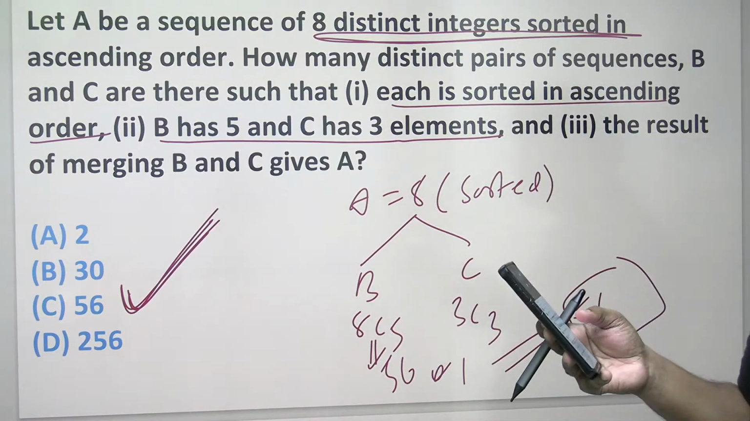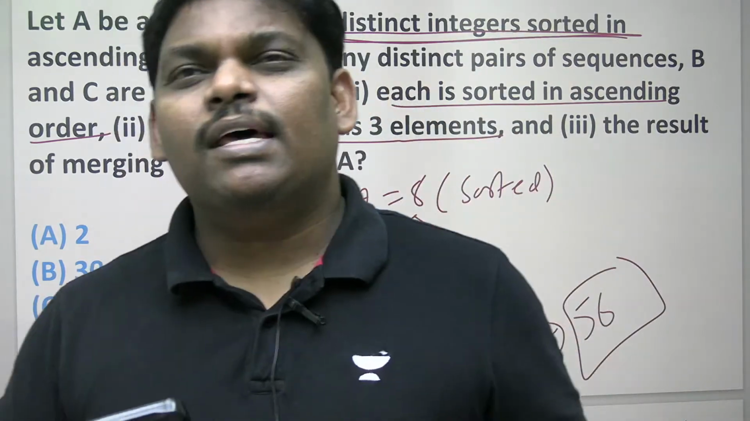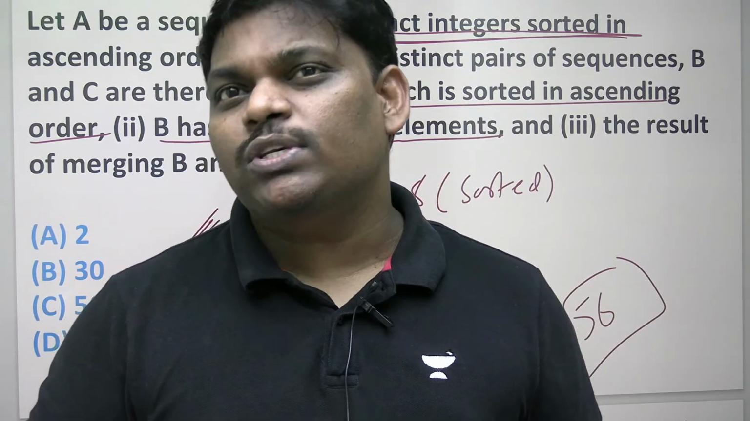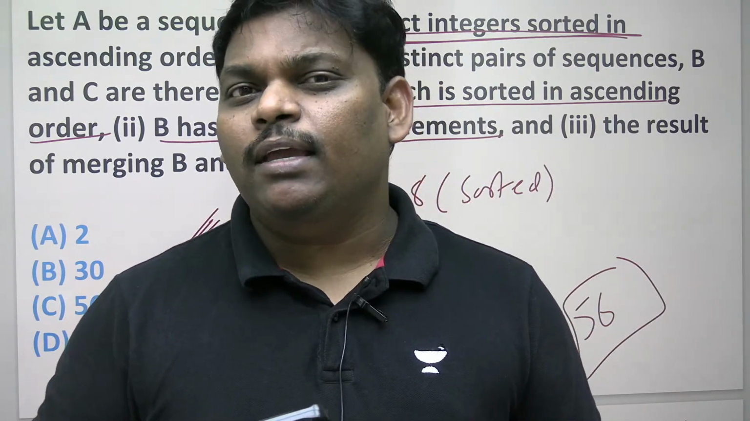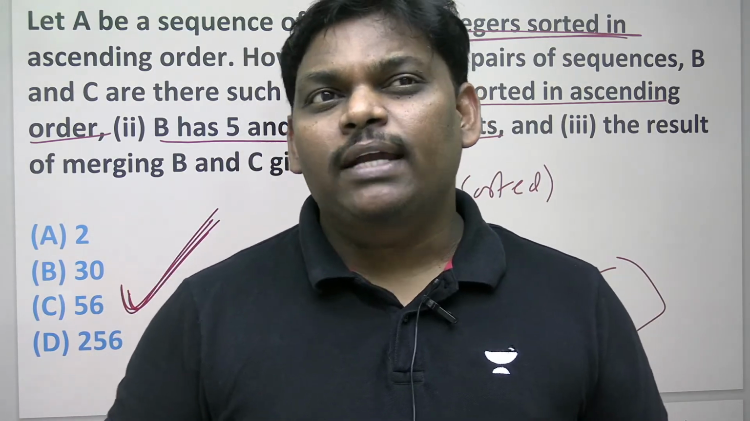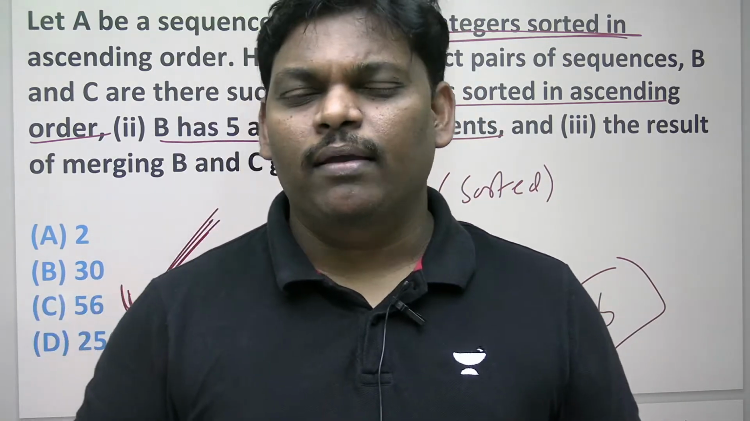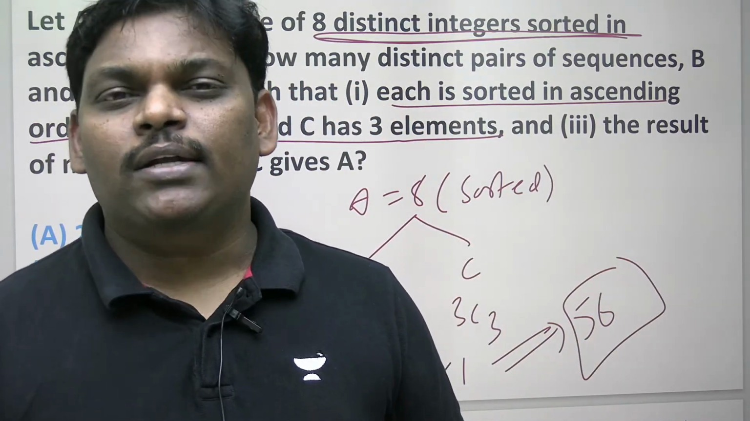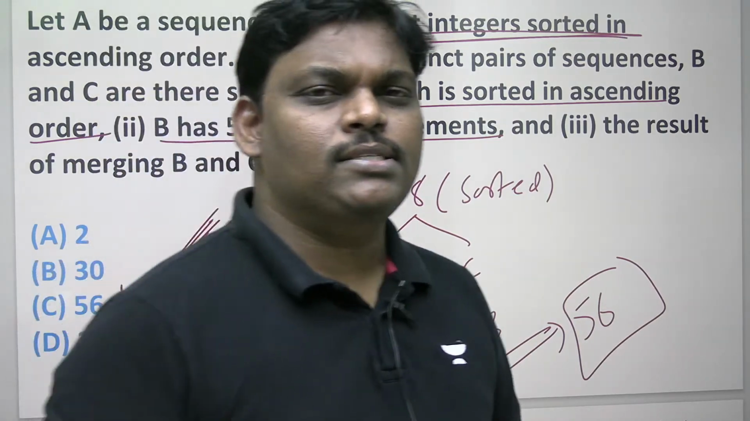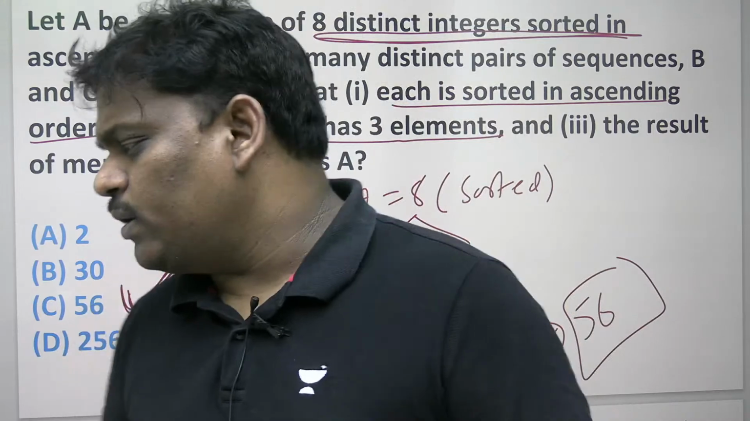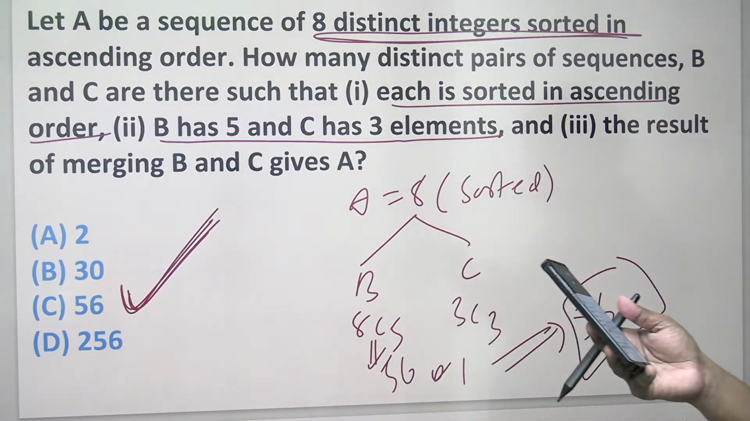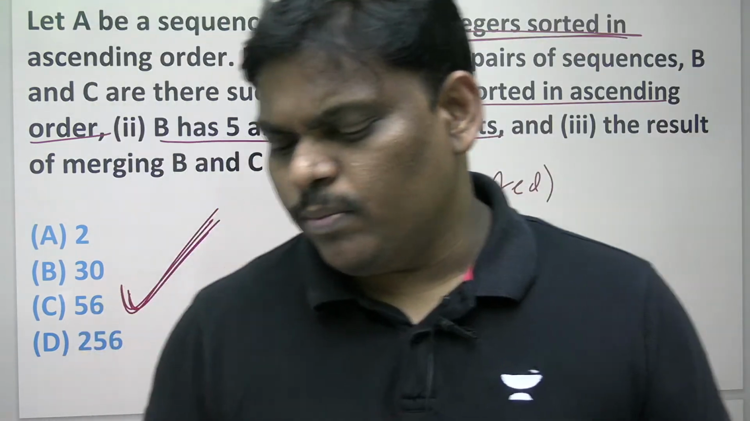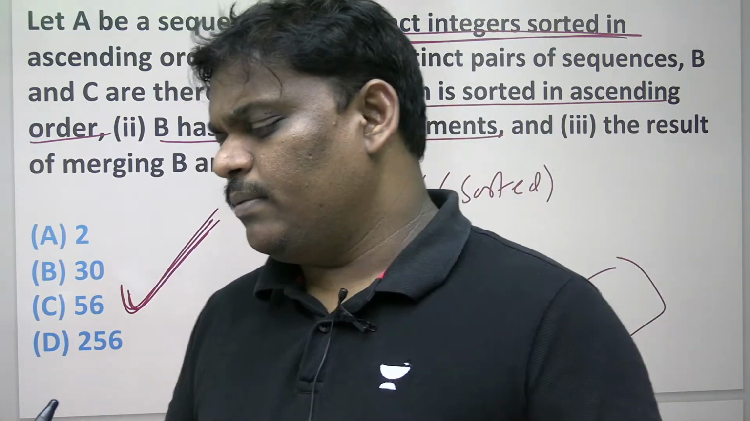Check once. See, remember, some people are thinking, sir, out of 8, selecting 5, 8C5, okay, but those 5 should be sorted. How, sir? This question is very tricky if you don't understand this. Out of 8, selecting 5, 8C5, that's okay. Sir, those 5 should be sorted. Remember, A is sorted. Sorted array combination is sorted. Remember this line. This is a very, very tricky problem.